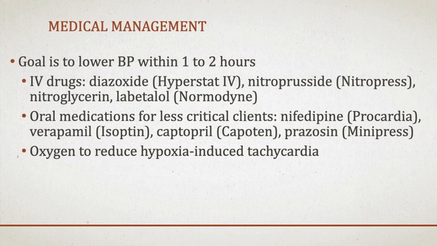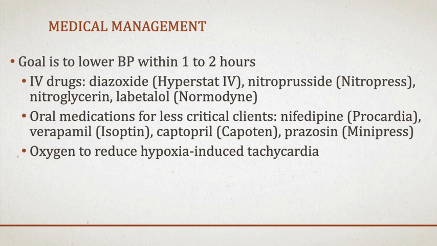The goal of treating malignant hypertension is to lower the blood pressure within 1 to 2 hours. We do this with IV medications such as Hyperstat, Nipride, or Labetalol. Sometimes even nitroglycerin is used IV. For less critical clients, we may use some oral medications such as Procardia, Capoten, or Minipress. We're also going to give them some oxygen to reduce the hypoxia that can be induced by tachycardia if they're experiencing that.